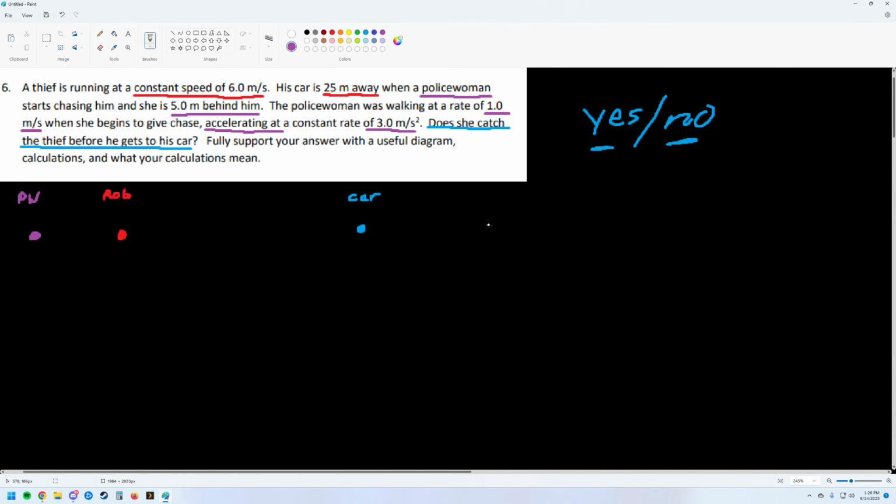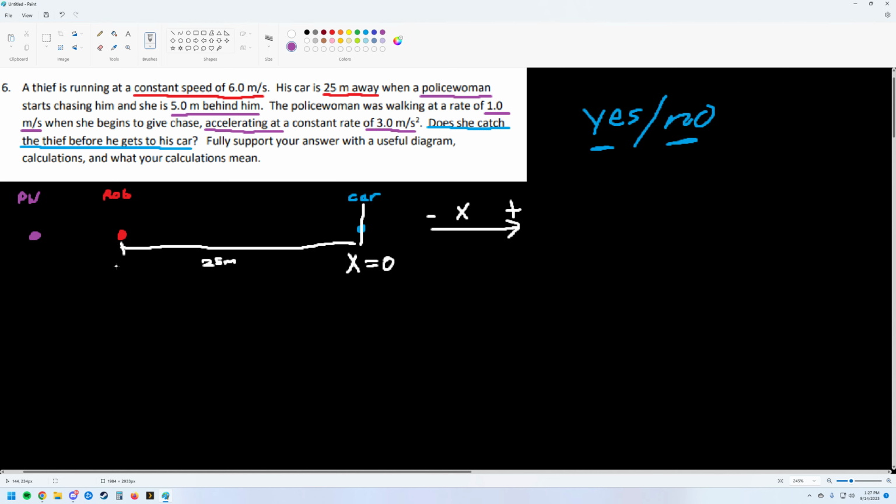We gotta draw an X coordinate. So we're gonna say this is the positive direction, that's the negative. This is the final, so the final position here is gonna be 0. That's the goal here. Robber, he's 25 meters away from that, right? 25 meters.